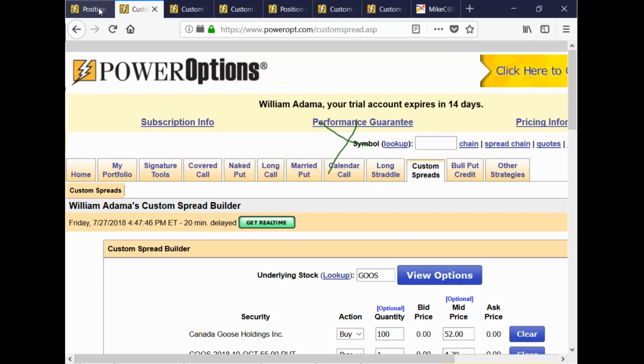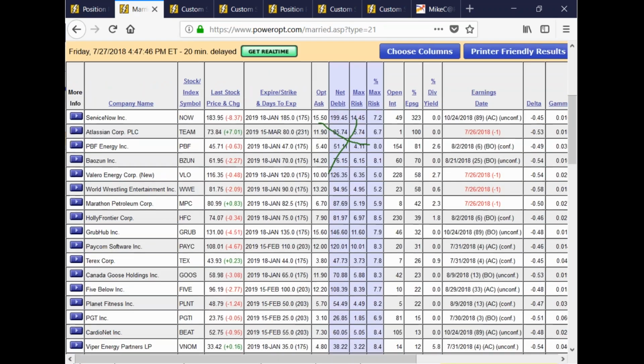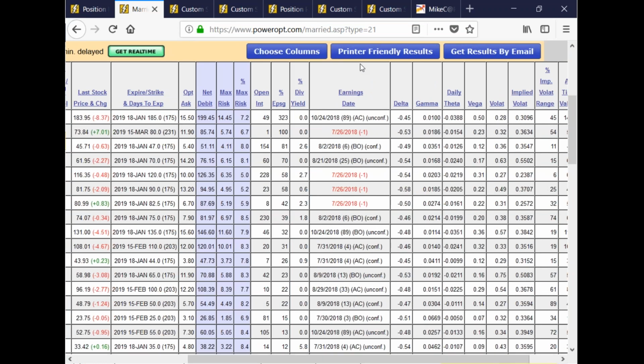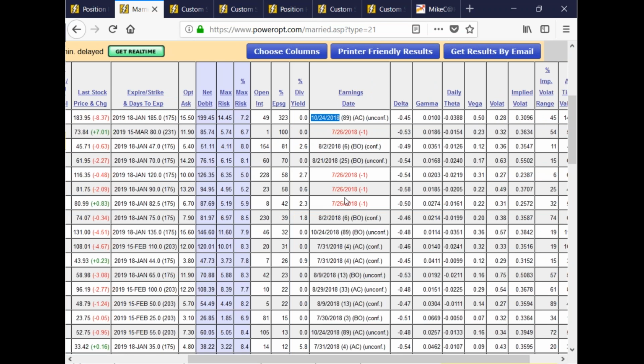Now what I wanted to show you, I forgot to mention, let's go back to the married put search. For those of you who are Power Options members, I should have pointed this out earlier, I apologize. We updated some of the information we have, and you probably saw it before. But the earnings dates, before we just had the earnings date listed and the days remaining to earnings, so 826. Now, we actually had this on the stock tool, and in the portfolio view, when you look at the important dates tab, but we weren't showing it on the searches, now we are.